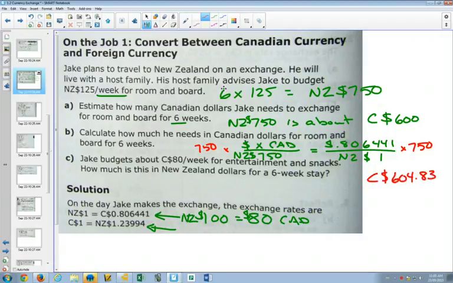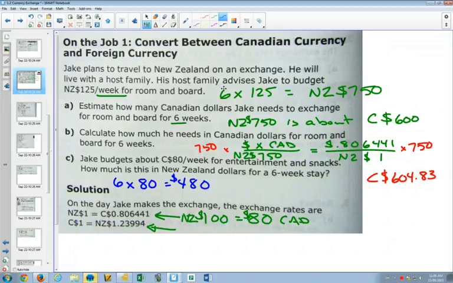So we set up our proportion again, and then we can calculate how much it's going to be worth for 6 weeks. If he wants to budget about 80 Canadian a week for entertainment and snacks, in 6 weeks, how much money would that be? 6 times 80. He's saying, I want to take about $480 Canadian for my entertainment and my snacks. How much in New Zealand would that be?